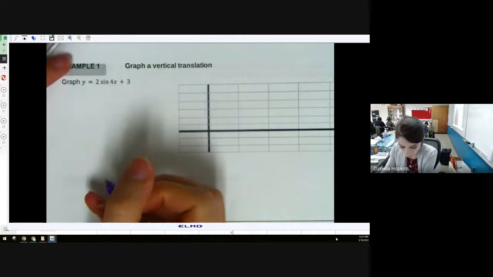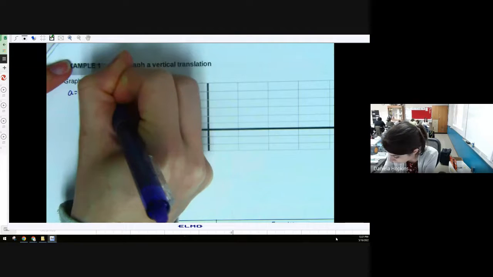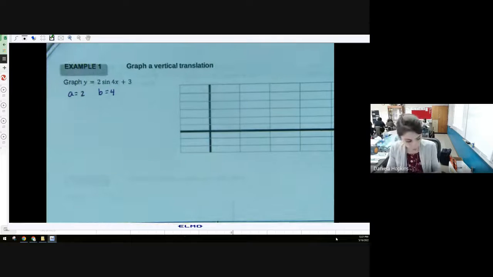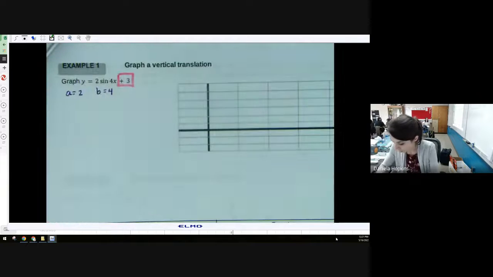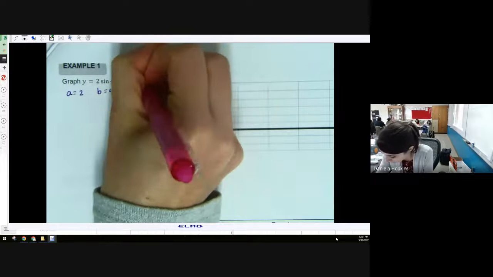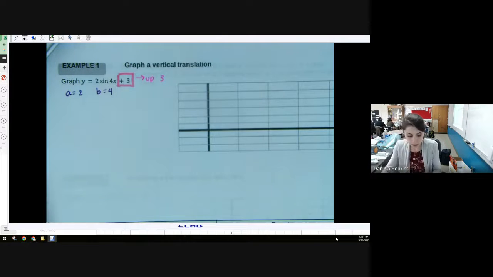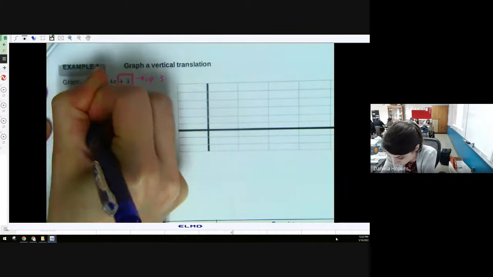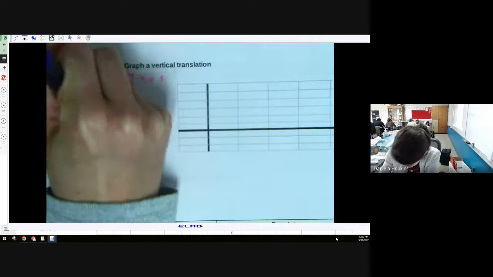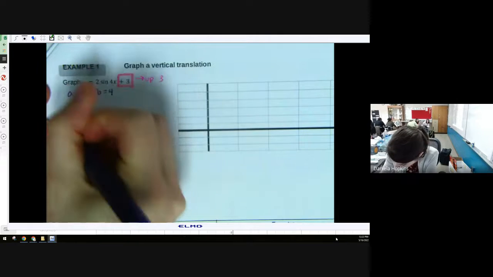So a couple of things to look for. I still know that my A is 2 and my B is 4. But now this plus 3 over here, what does this plus 3 do to my graph? Moves it up 3. So I know I'm going to go up 3, and I'll deal with that in a second here. But I still need to think about what my amplitude is. So my amplitude is 2. I'm just going to abbreviate. I think we're all good now. Amplitude is 2, and my period.